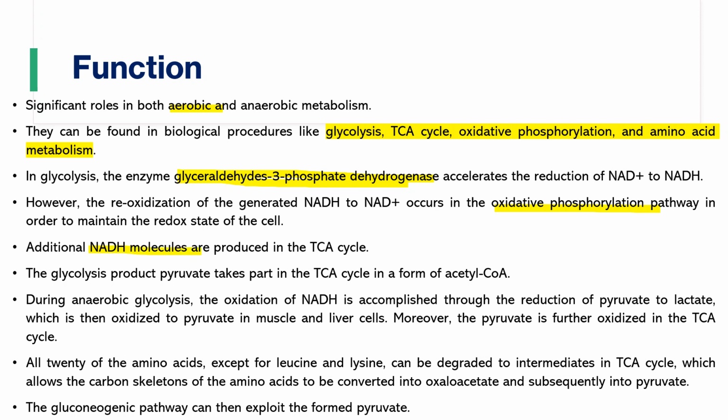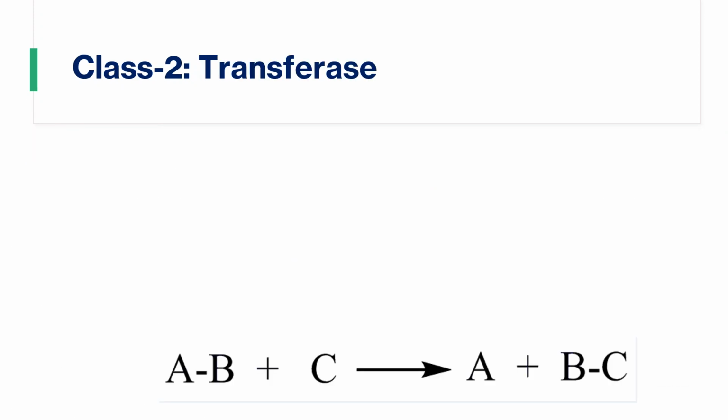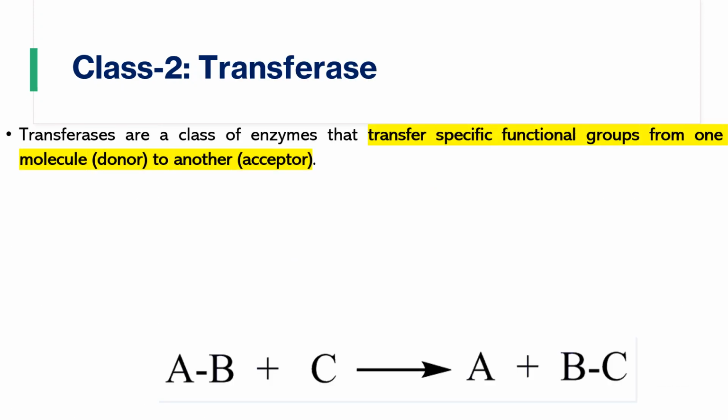Additional NADH molecules are produced during the TCA cycle. There also we have dehydrogenase enzymes. The glycolytic product pyruvate takes part in the TCA cycle in the form of acetyl coenzyme A. During anaerobic glycolysis, whatever NADH we form here is going to be reoxidized by the enzyme called lactate dehydrogenase. So there we have a similar type of process, another dehydrogenase enzyme which works for the reconversion of NADH to NAD plus. So these are some of the common examples of dehydrogenase enzymes.